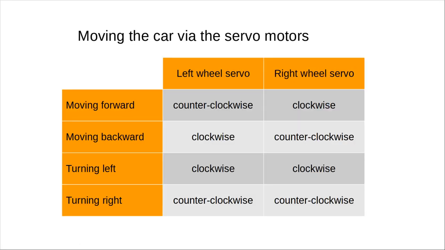This table shows all the possible combinations of spin directions on both wheels, and the result of each combination to the car's movement.